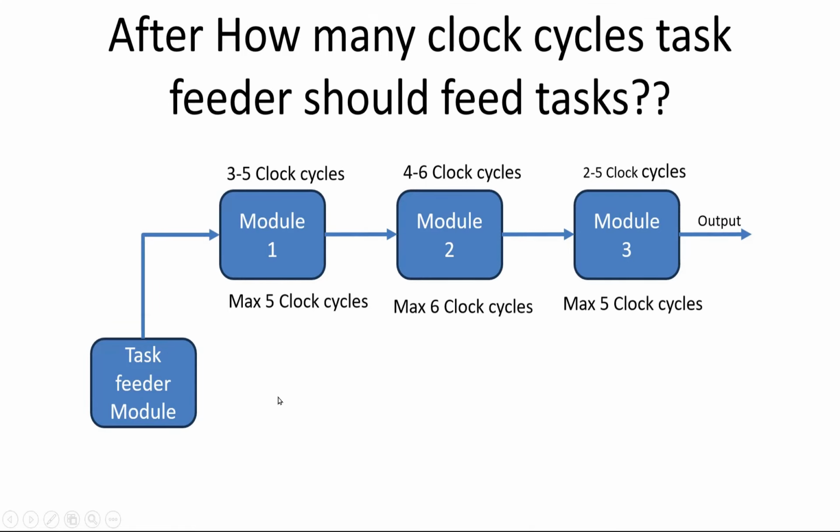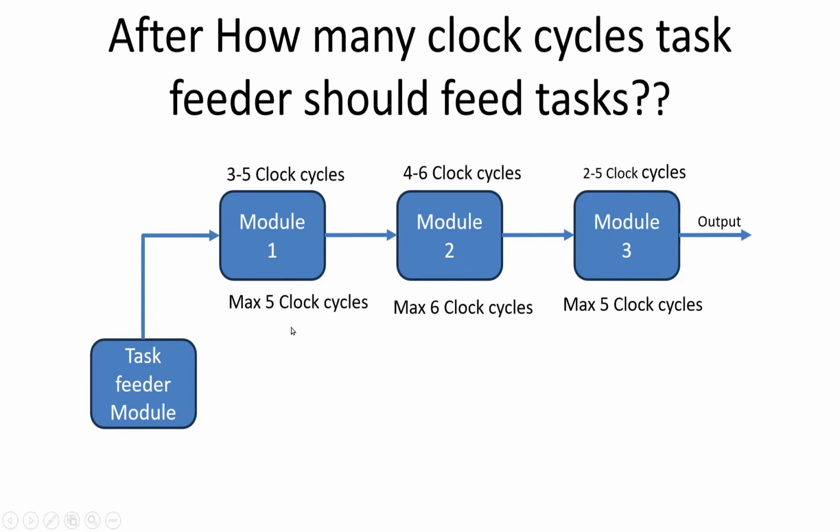Friends, one easy solution to this problem is you can figure out the maximum number of clock cycles that module 1 can take. So for module 1, it can take maximum 5 clock cycles to process any type of task. Similarly, module 2 can take maximum 6 clock cycles to complete any task. Similarly, module 3 can take maximum 5 clock cycles to complete any task. Friends, from these three values, you can again calculate the maximum value. Out of these three values, the maximum clock cycles are 6. So a task manager can feed task to module 1 after 6 clock cycles. Then this pipeline will work without any problem.